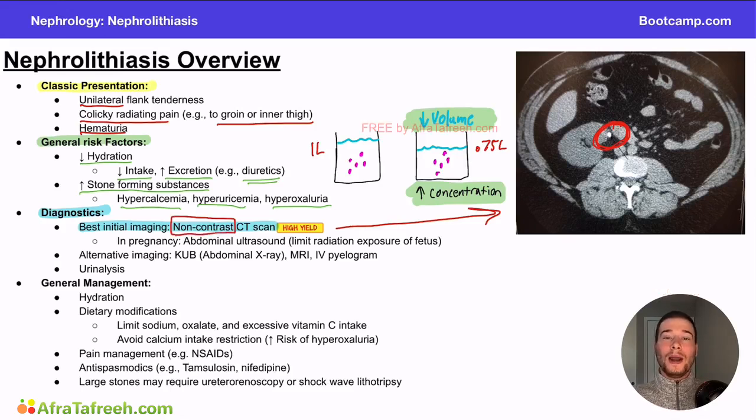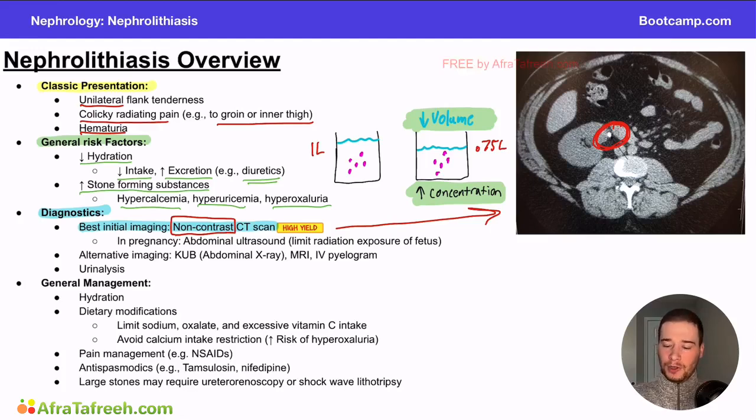Because if you remember, what happens when we use contrast? That's right, it causes structures to light up. It causes structures to look white. And because the stone looks white on imaging, if we were to use contrast in these patients, we wouldn't be able to see the stone at all because the entire system would look bright white. So a non-contrast CT is particularly important here. It's a very high yield thing to know.